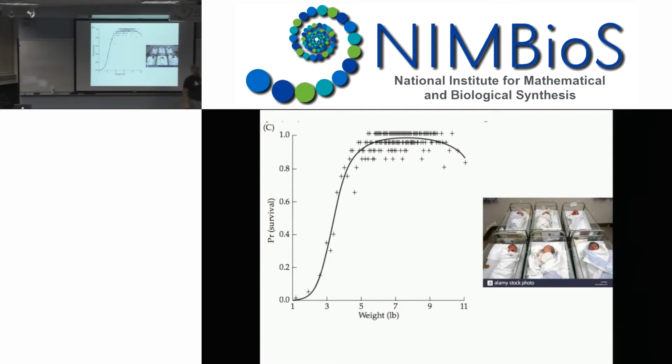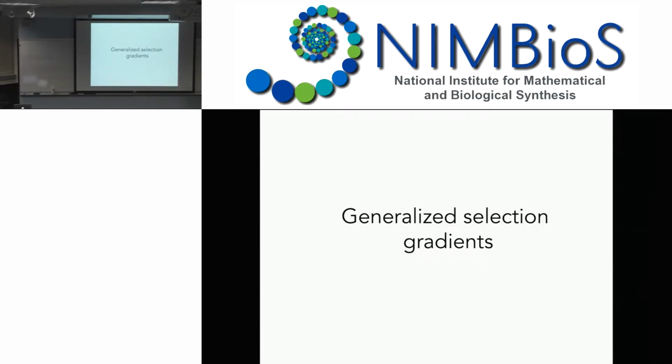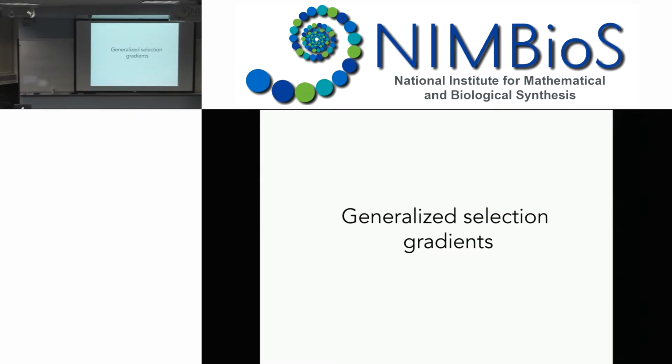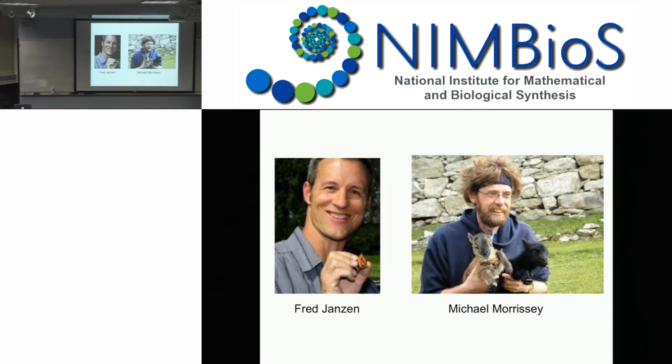All the ones I showed you are relatively smooth, but you can also fit things that have multiple peaks and valleys as long as your data is sufficiently dense. That's really the limitation on this method. So that then raises the issue of what we call generalized selection gradients. Let me remind you about that.